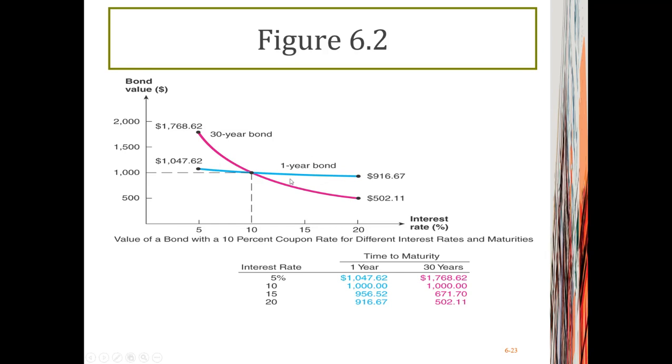But if you hold a 1-year bond, when interest rate increases from 5% to 20%, the bond price, of course, declines, but not as much as you see for the 30-year bond. It declined from $1,047 to $916. Right? So you see the magnitude of loss is much less for the 1-year bond than the 30-year bond. Therefore, a longer term bond is definitely more risky than a shorter term bond, because for the same amount of interest rate increase, the longer term bond will lose more in its value than the shorter term bond.